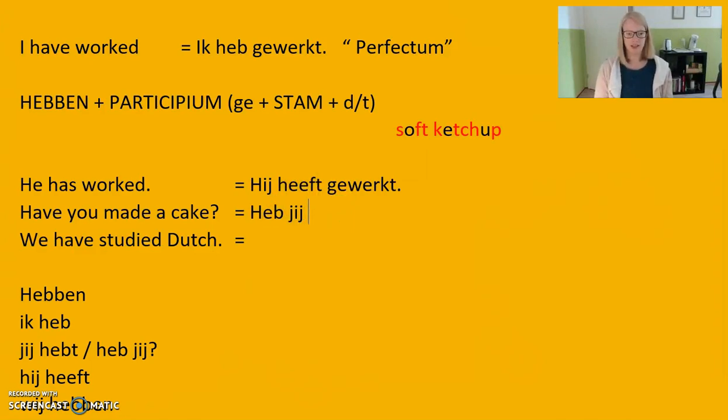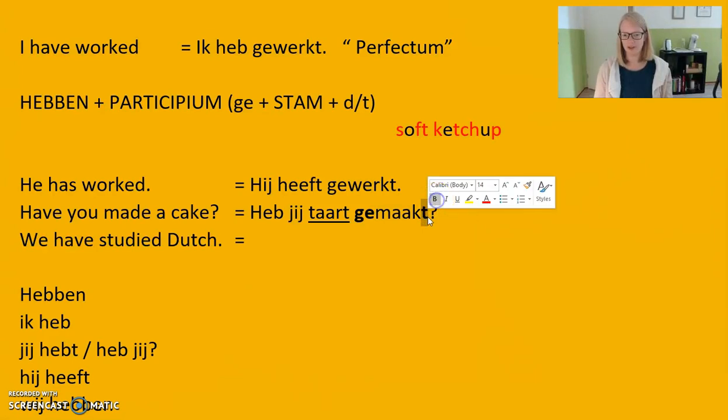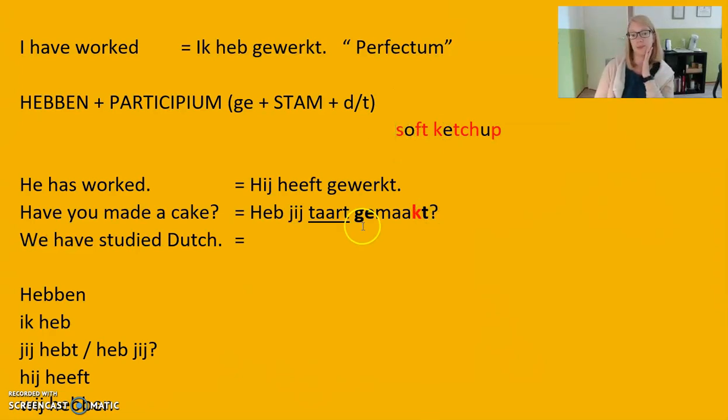Now a question. Heb jij taart gemaakt? So we have heb jij, then the extra information, and then the stem of maken is maak, and then we have a T, because the last letter of the stem is a K, which is in 't soft ketchup. Yeah? So this is the rule for the T.